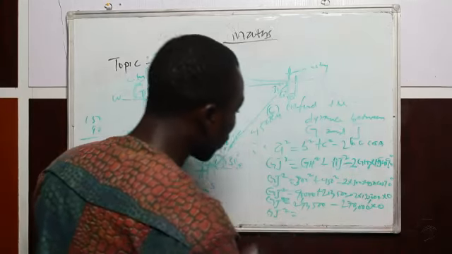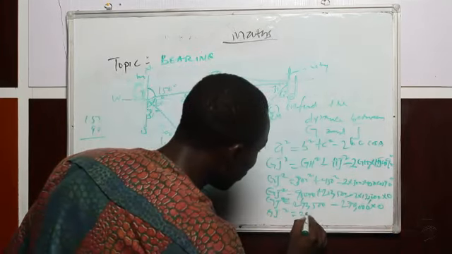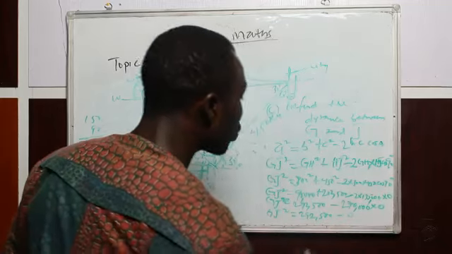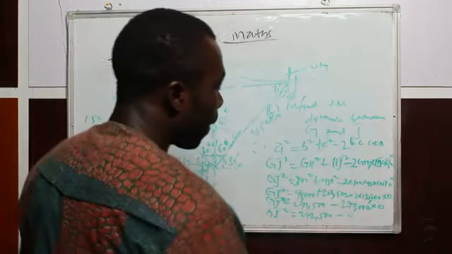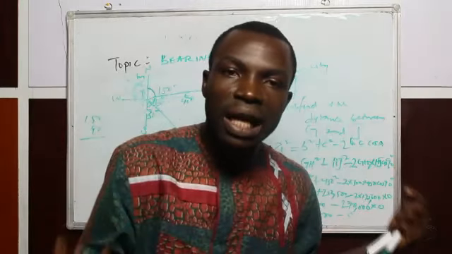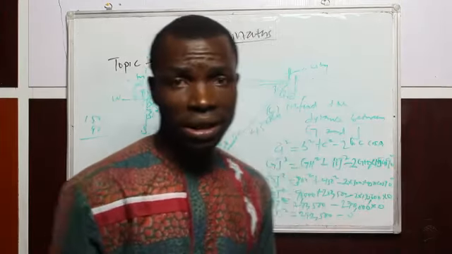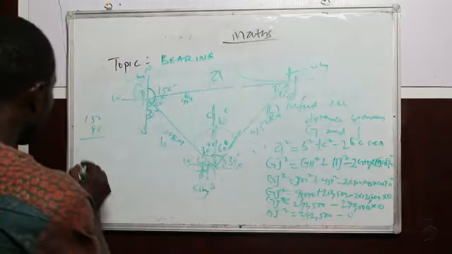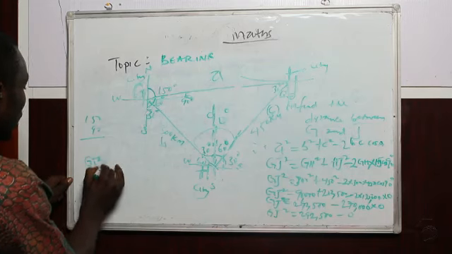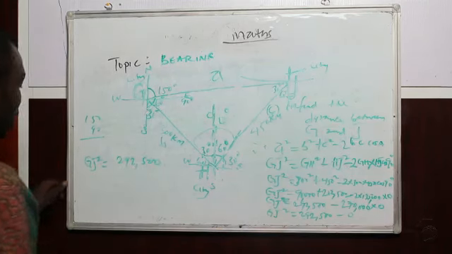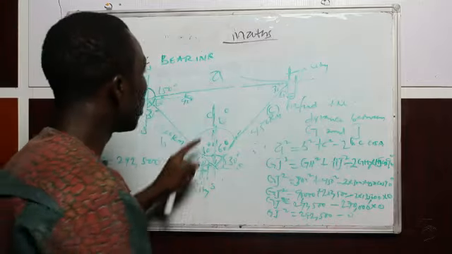GJ square is equal to 292,500 minus 0, because any number multiplied by 0 will give us 0. 270,000 times 0 will give us 0. So we are left with 292,500. GJ square is equal to 292,500. How do we now find GJ?